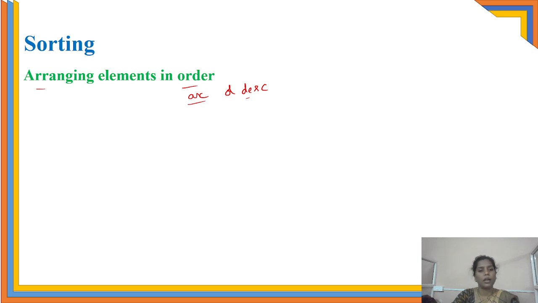This is about operations on arrays. Operations on arrays are traversal, insertion, deletion, searching and sorting. This is about arrays. Thank you.